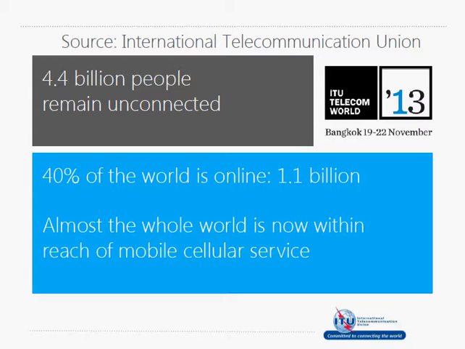You see that 4.4 billion people remain unconnected. Okay, 40% of the world is now online, 1.1 billion people online. Okay, so almost the whole world is now within the reach of mobile cellular service. But for rural areas, that doesn't mean that people have a connection. And some countries don't have any connection at all.